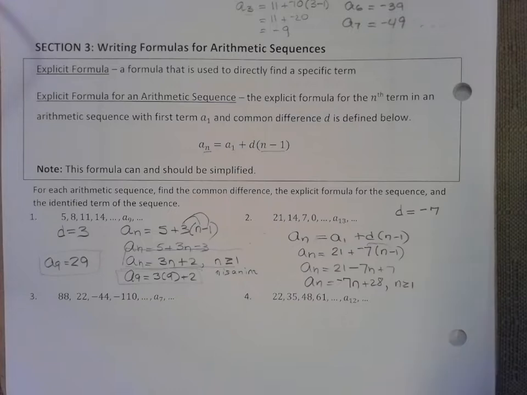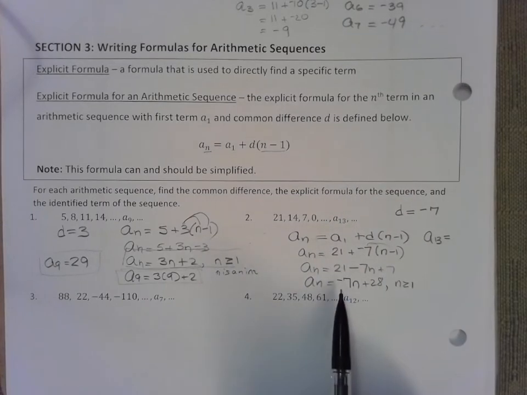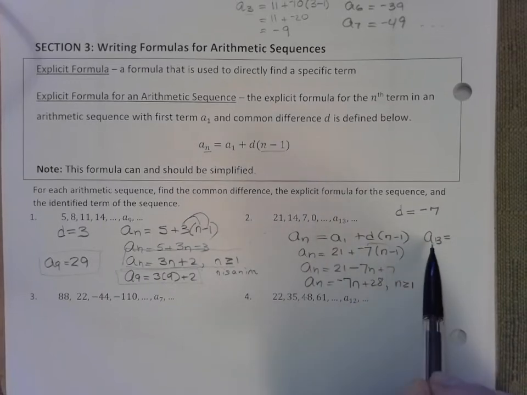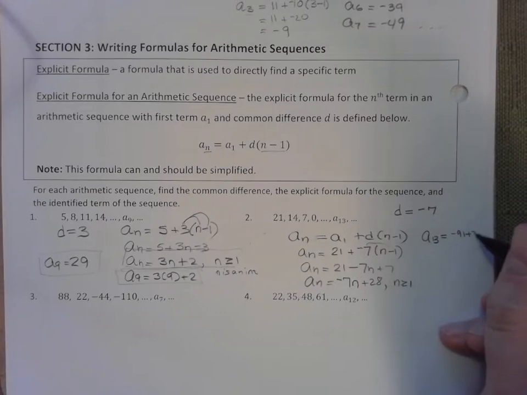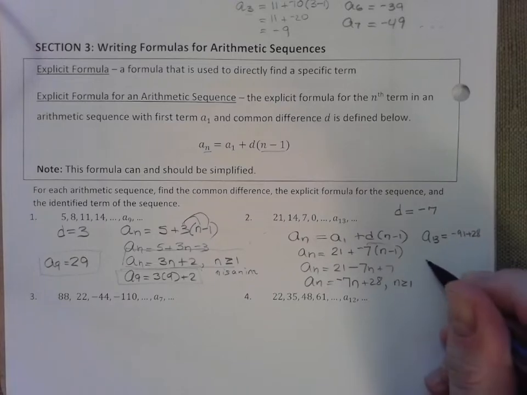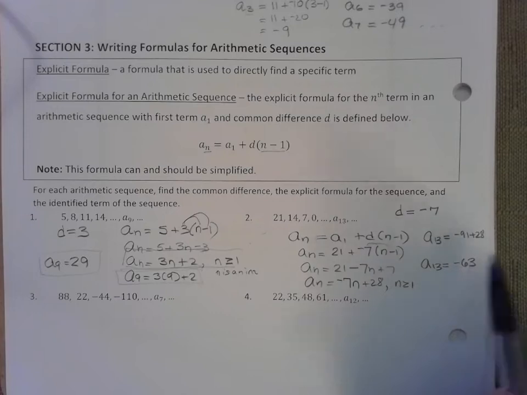Okay? Next, we are asked to find the value of our 13th term. The value of our 13th term is 13 times negative 7 plus 28. Let's see, 7 times 10 and 7 times 3. 7 times 10 is 70. 7 times 3 is 21. That makes negative 91. Plus 28 more, as the end of the sentence says. So I believe that's negative 63. Let me double check this. So if I add these together, yeah, that seems right.